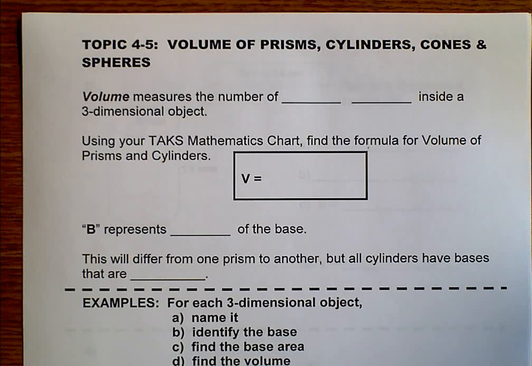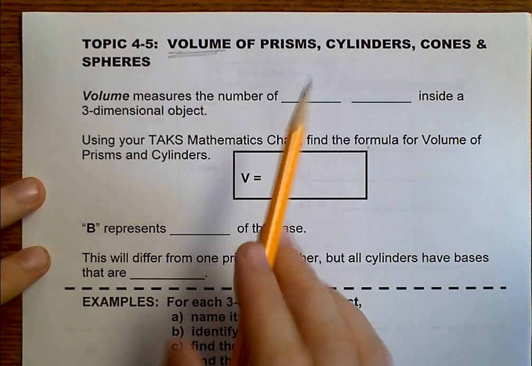Hello, this is Algebra topic 4-5. We're going to be talking about volume of prisms, cylinders, cones, and spheres. Before we were just talking about surface area, now we're going to incorporate volume.